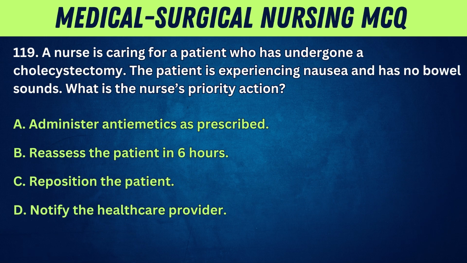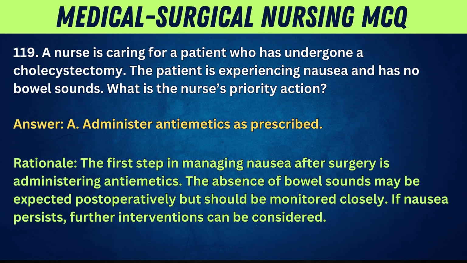119. A nurse is caring for a patient who has undergone a cholecystectomy. The patient is experiencing nausea and has no bowel sounds. What is the nurse's priority action? A. Administer antiemetics as prescribed. B. Reassess the patient in 6 hours. C. Reposition the patient. D. Notify the healthcare provider. Answer: A.